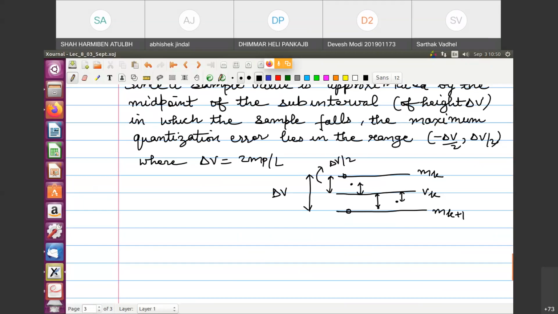So that is what we are saying, that the error, if at all there is one in the sample, can lie in this interval, minus delta V by 2 to delta V by 2. The maximum possible error is delta V by 2 and minus delta V by 2, for those sample values which lie exactly on the boundary of the decision threshold. Let us say something lies on m of k, then you are approximating it by v of k, so the error you put in is maximum delta V by 2. But for other samples, the error will always be less than delta V by 2. So it is some value which lies from minus delta V by 2 to delta V by 2.